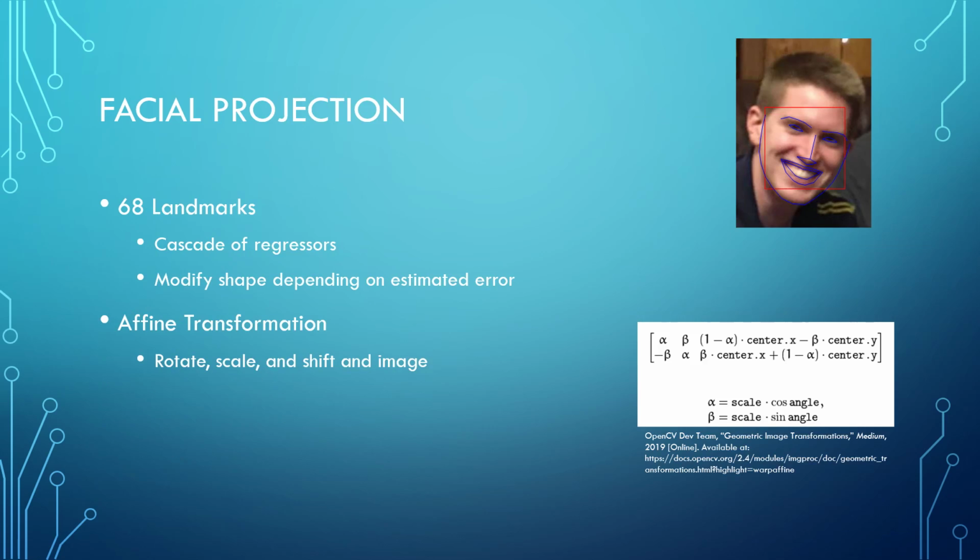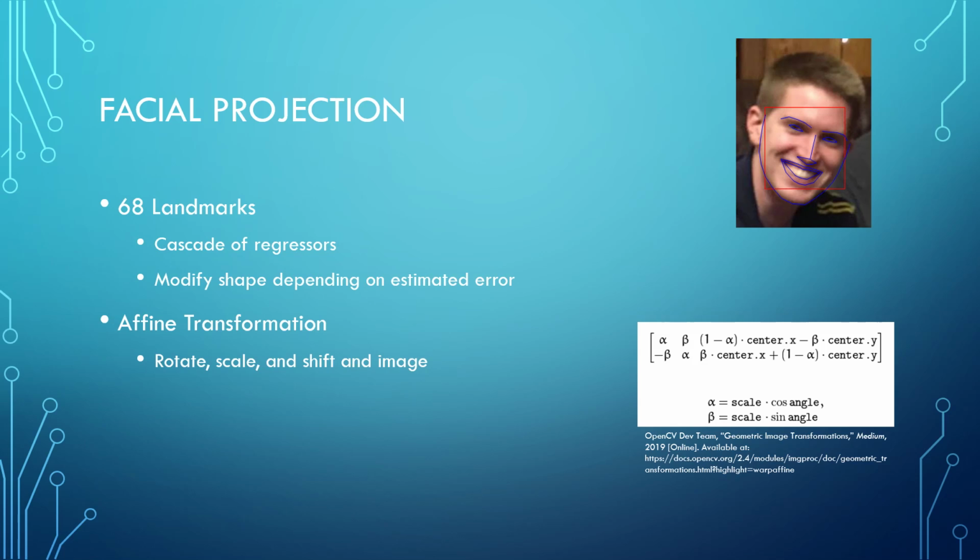Moving on to facial projection. Once you've located a face, you need to normalize it so that all of your comparisons will be similar to each other, which minimizes the error you'll get. As you can see here, we use a process that generates 68 landmarks on a face in order to characterize the orientation of the face.